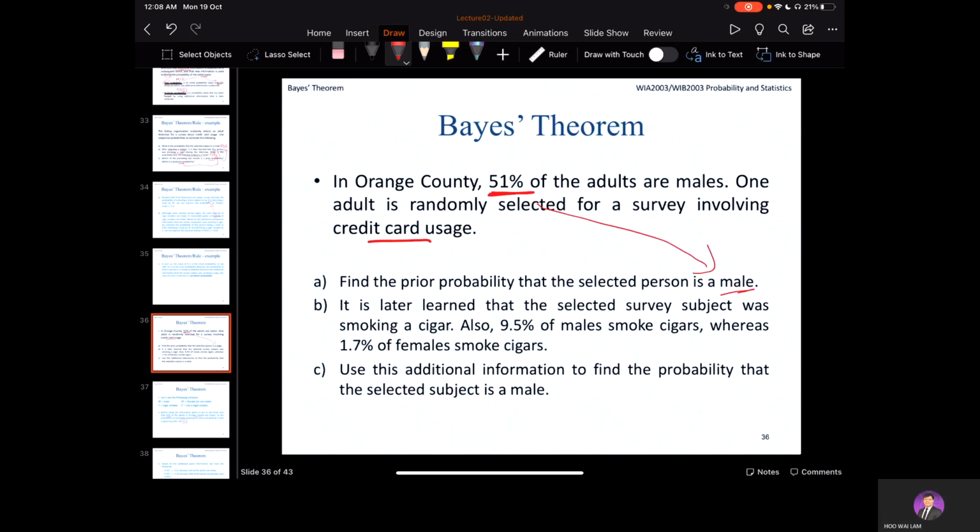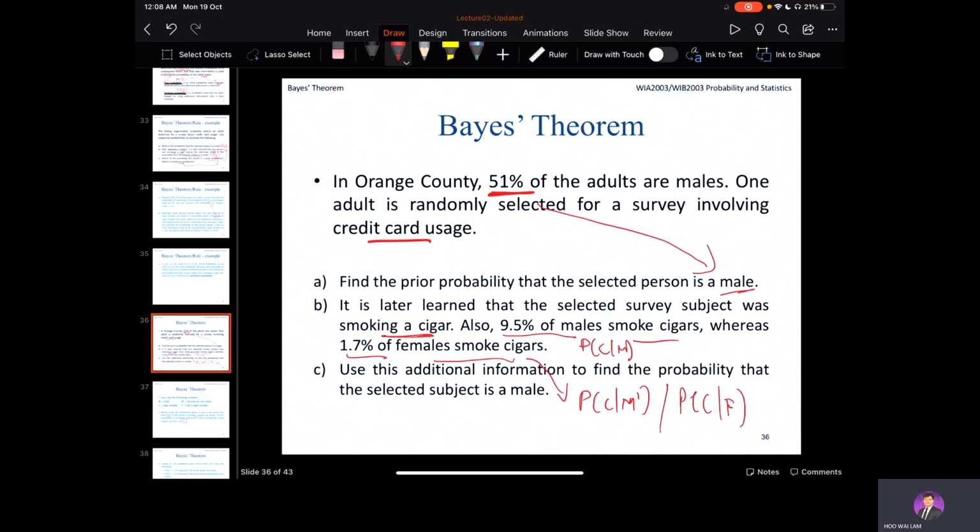How about if it's later learned that the selected survey subject was smoking a cigar, and we have extra information from the study where 9.5% of the males smoke cigars, whereas 1.7% of the females smoke cigars. This one gives you the probability of smoking cigars given that it's male, and this one is the probability of smoking cigars given that it's female. You can put in C given F as well. It's the same.